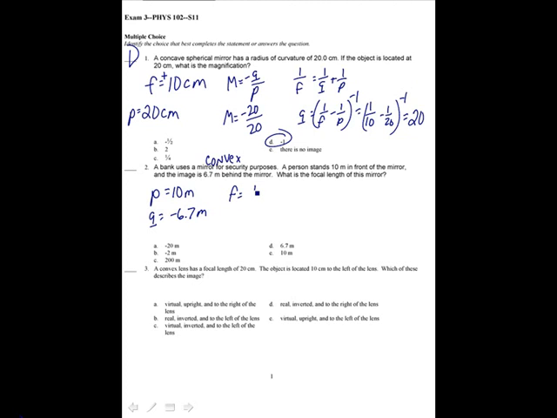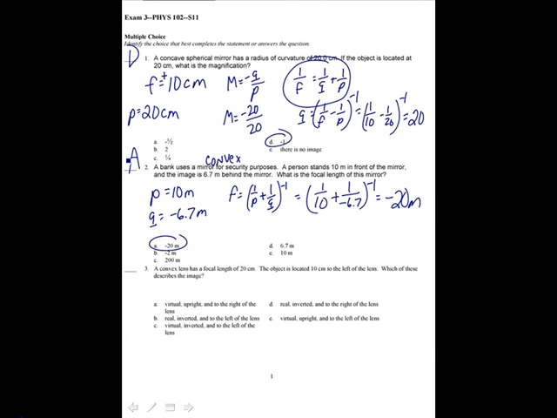The focal length is 1 over p plus 1 over q, the inverse of that, from this same equation. That is 1 over 10 plus 1 over negative 6.7, to the negative 1. That gives me negative 20 meters. So the answer is A for number 2.